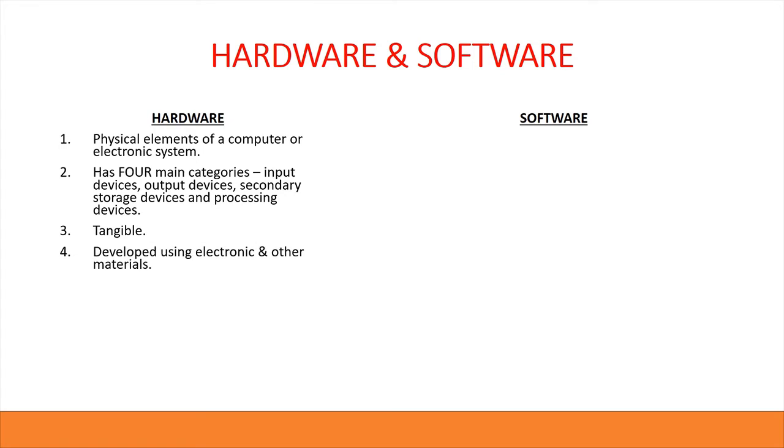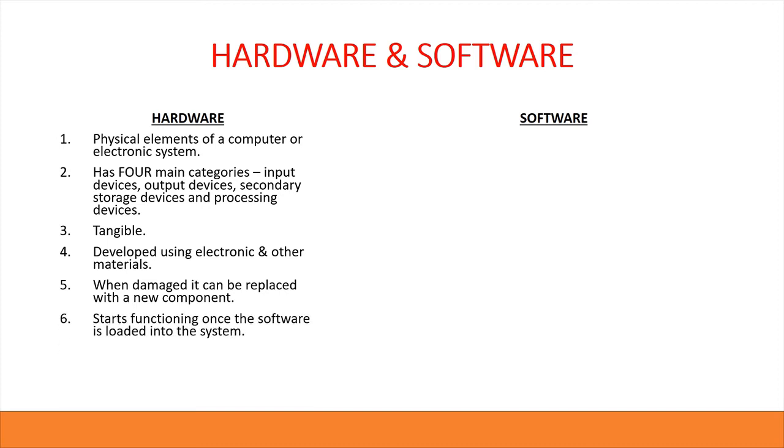Hardware devices, always remember, are developed using different materials which require electricity. And if hardware devices are damaged, they need to be replaced by another similar component. These are mutually exclusive: without hardware, software cannot function, and without software, hardware cannot function. Examples are keyboard, mouse, monitor, printer, hard disk, RAM. These are all examples of hardware devices.